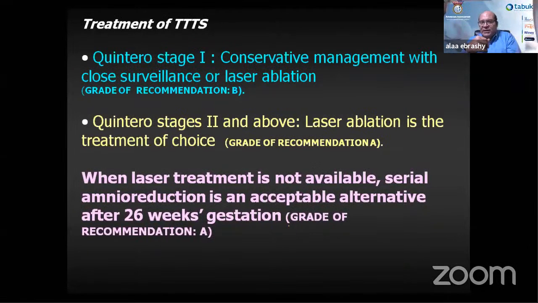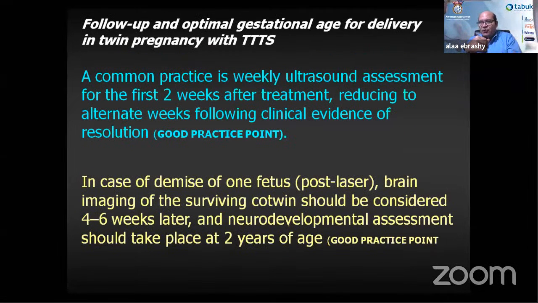Then immediately weekly, and then for 2 weeks, and then you can have it on alternative weeks. If one of the fetuses dies, it means that we have too much occlusion of the vessels. We have to consider that the other co-twin may suffer from damage, and the neurodevelopmental assessment should be done at late pregnancy as well as after delivery, up to 2 years of age.